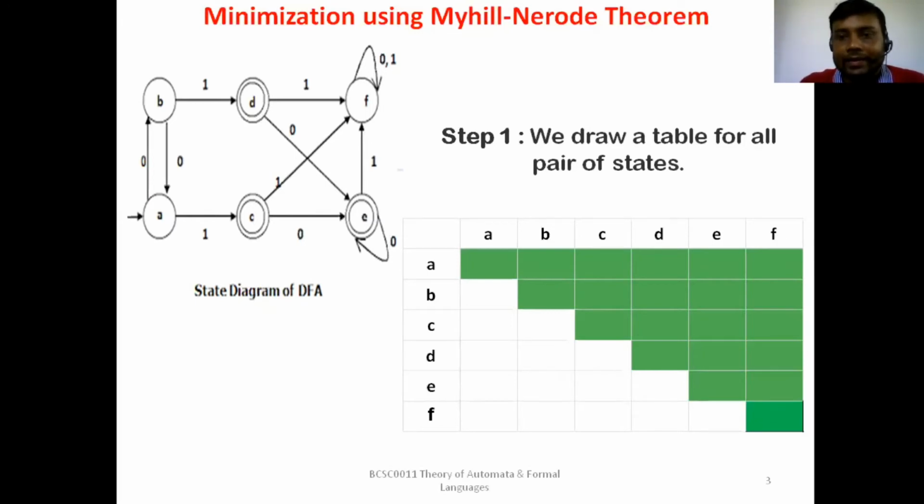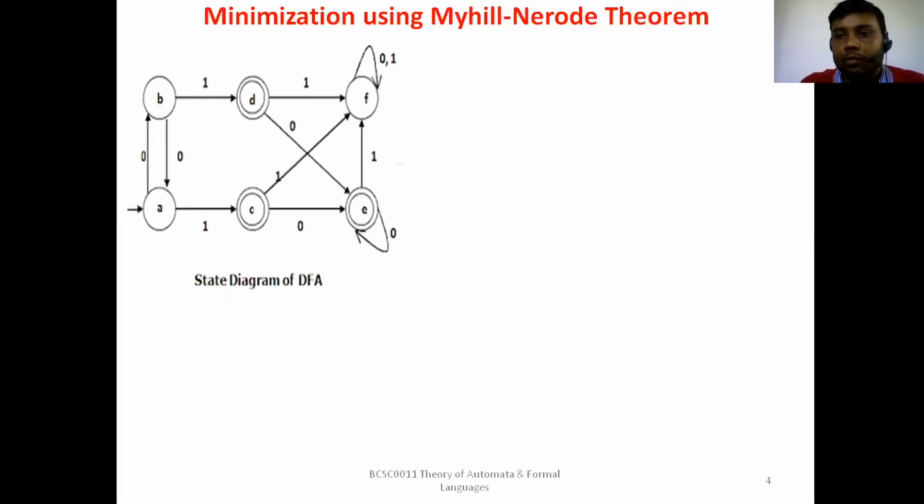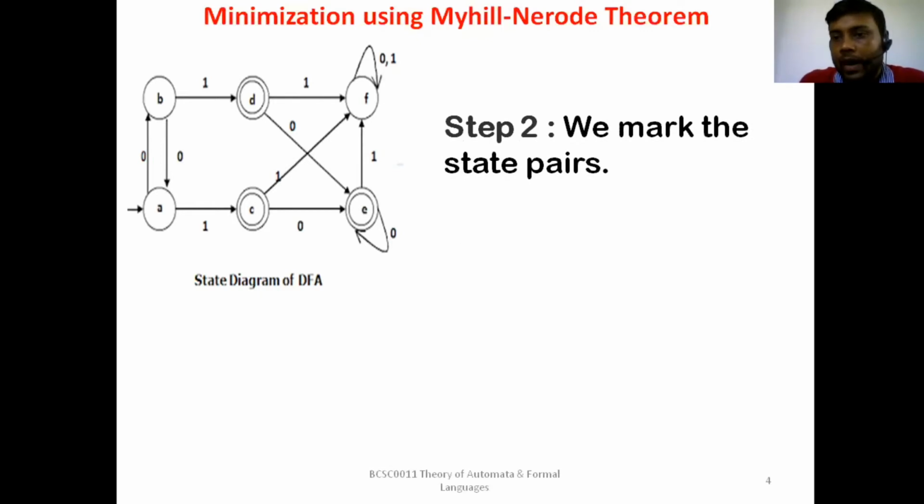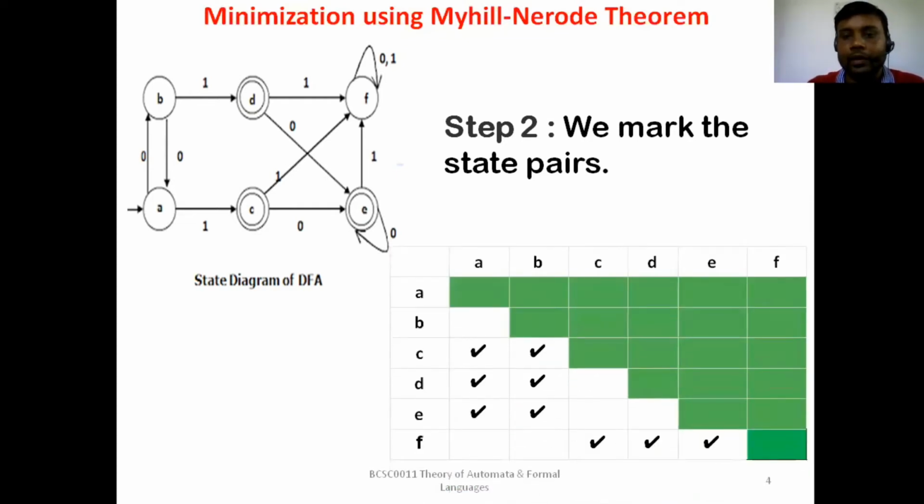Now in the second step, we have to do marking. We have to mark the state pairs, and the condition for marking is that we mark every pair wherever one state of that pair belongs to the set of final states and the other state of the pair belongs to the set of non-final states. So in this table we have marked all of these.